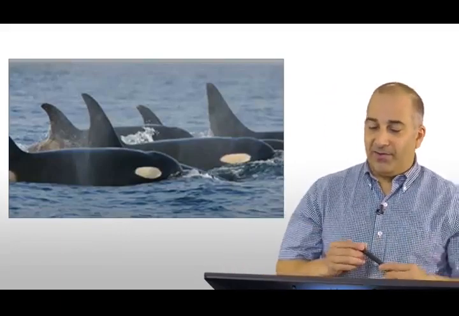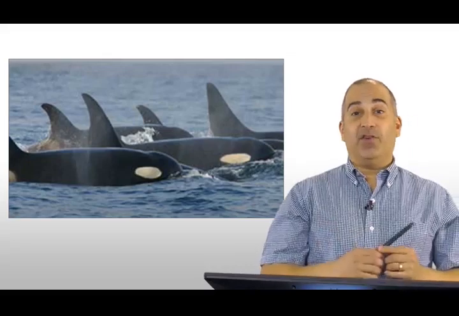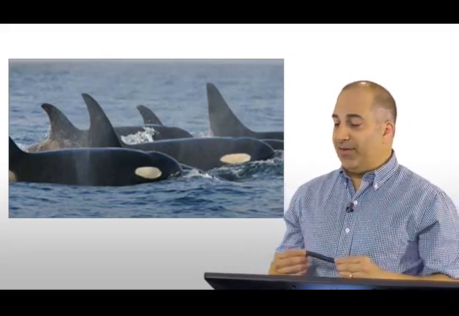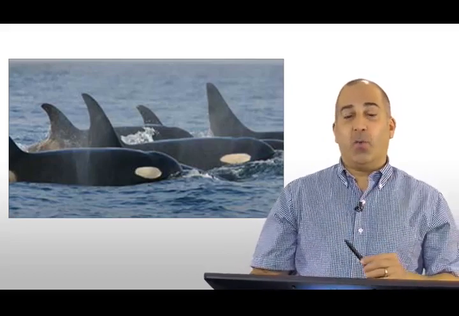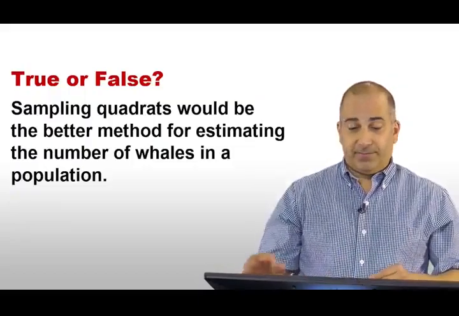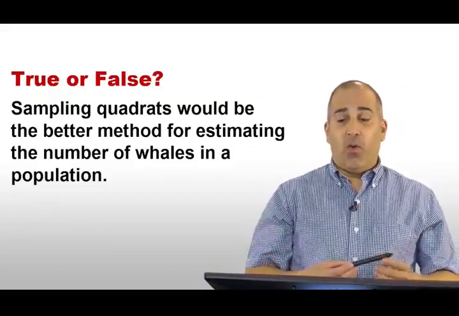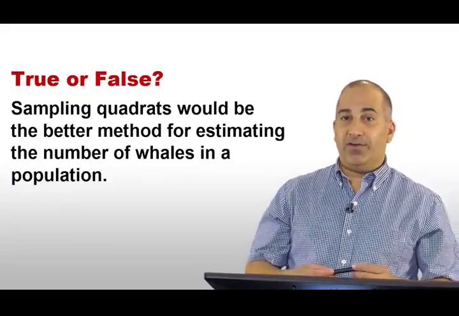All right, so let's see if you're following along now. I've been talking for a while. It's good for me to ask you a question. Let's say you wanted to estimate now a population of whales. So we go back to the populations we started talking about at the beginning. And this is a photo of some killer whales. And you would like to know how many killer whales are in this population. Well, answer this question. True or false, sampling quadrats would be the better method for estimating the number of whales in a population?